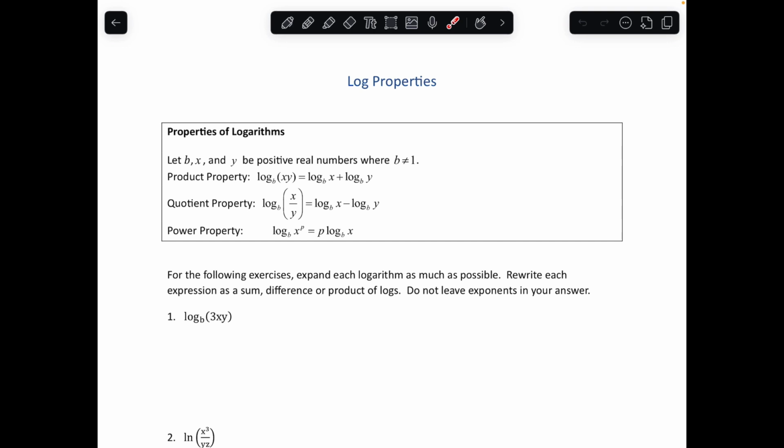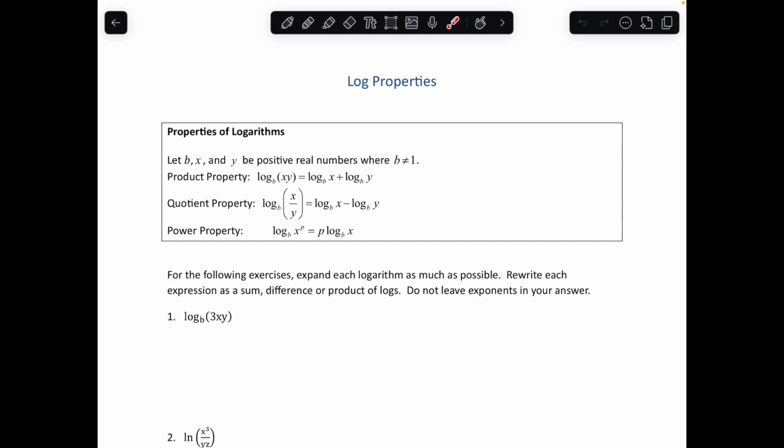Now the product property says if I have the logarithm of a product, I can actually separate that product as the logarithm of the first thing plus the logarithm of the second thing. Both of these will inherit the same base from the original logarithm. The quotient property says if I have a logarithm of a quotient of x divided by y, then I can separate this as log of the numerator minus log of the denominator. And again, both of these logarithms will inherit the same base from the original logarithm.